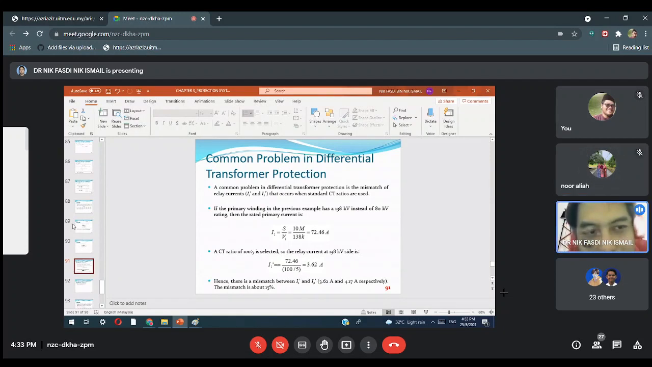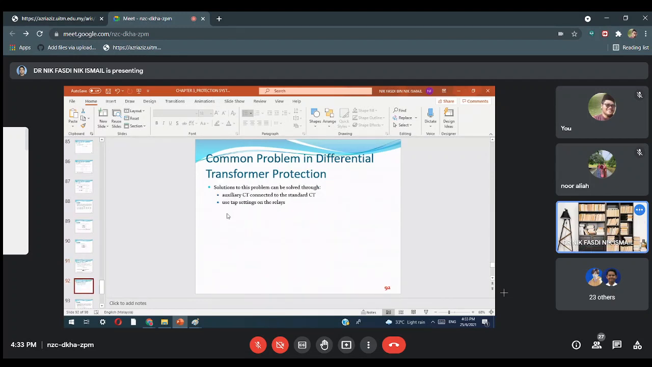Trip lah, very good. Trip lah kan. Itu isu dia, itu common problem dia. Dia akan trip lah sebab dia cuma sense the mismatch, the difference between the currents. So what we need to do? Hence the mismatch. Kat sini pun jawapannya kan. Okay. So about 50%. Right?